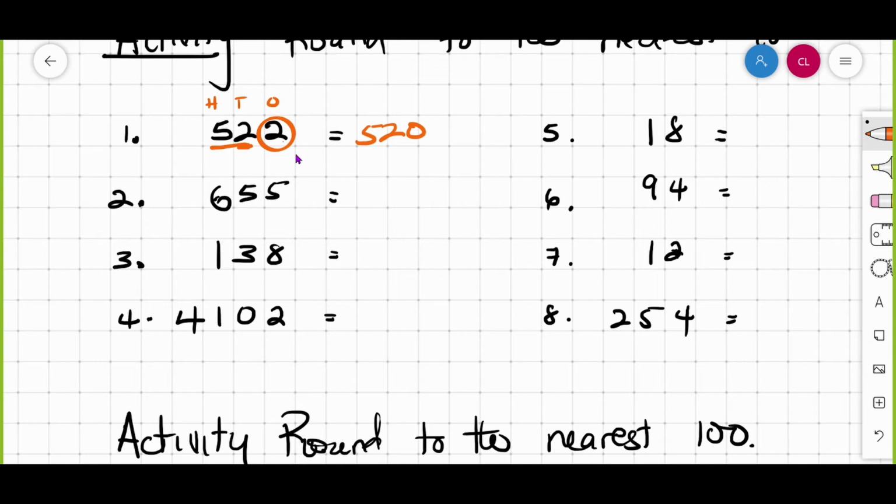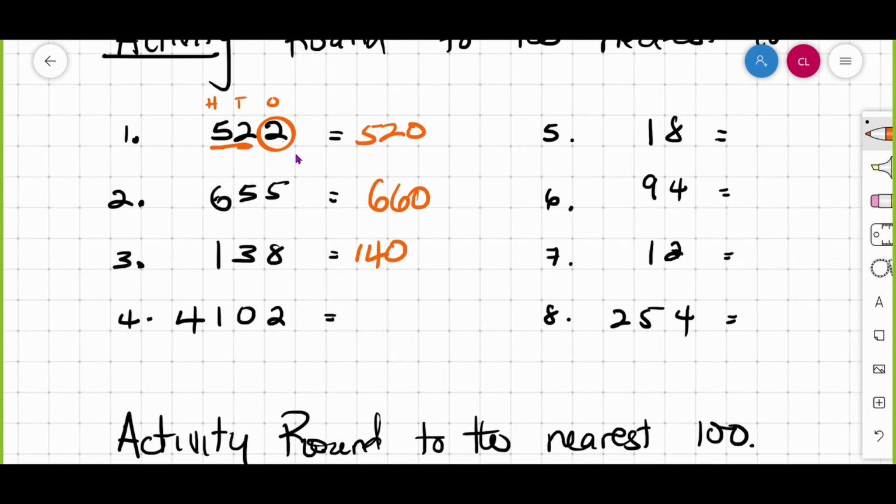What about 655? 655 is 660. Very good. 660. Okay. 138. Yes, 660. Number 3 would be 140. 140. Excellent.